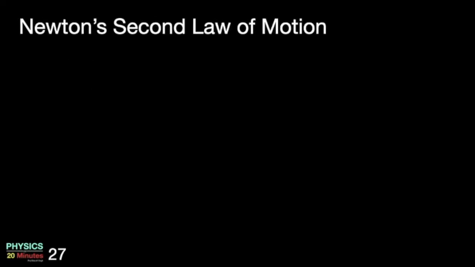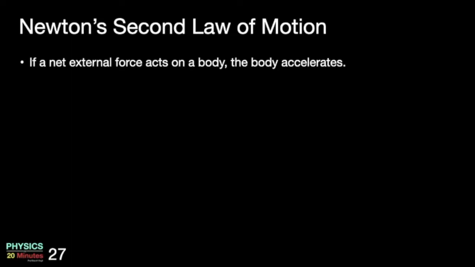So that brings us to Newton's second law of motion. First law tells us what happens if the net force is zero. Second law tells us what happens if the net force is non-zero. If a net external force acts on a body, then the body experiences acceleration. So this is like a cause-effect equation. If you have a cause, if you have a force, then there will be an acceleration. The other way to read it is, if there is an acceleration, there has to be a force.